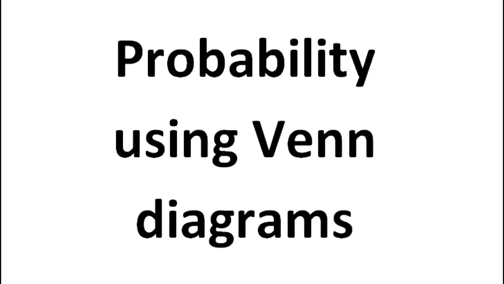Probability using Venn diagrams. Sometimes we want to find the probability of two events happening at the same time. Venn diagrams are one way of answering this type of question. Let us see this concept with the help of an example.